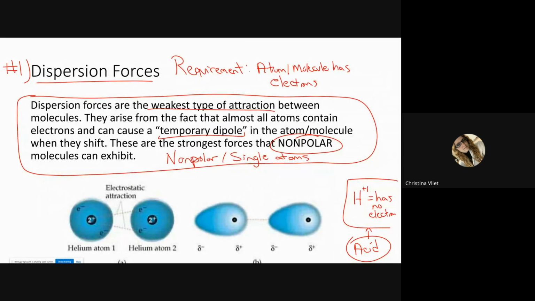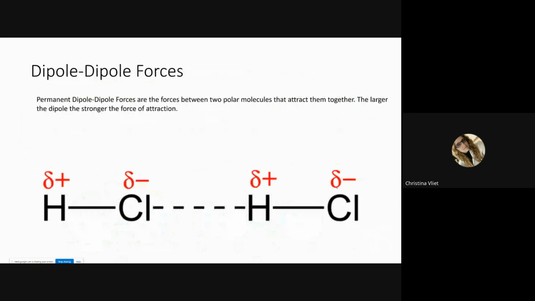All right, so that was force number 1. Make sure you have it down. It's the weakest force that can exist, and it is the force that exists in almost all atoms and molecules and substances. Everything has dispersion forces as long as it has electrons. And the whole idea of the force is that when electrons move, you get what's called a temporary dipole, which means you get a temporary force of attraction as a result.